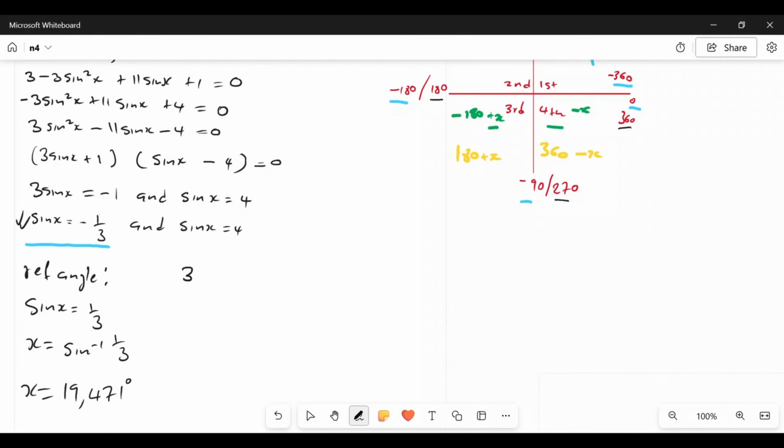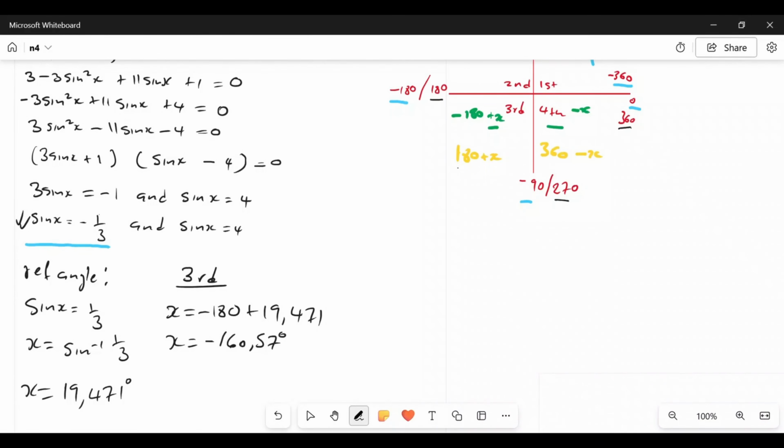So on the third quadrant, can I write that here? Now we're going to have two answers here, because one, it's when we are moving in the backward direction, which is highlighted by green there, when we have x is equaling to negative 180, this one here, plus x. But our x, what is our x? It's 19.471. So x here is going to be equaling to negative 160.57 degrees. So this is one of the answers. This is when we go backwards.